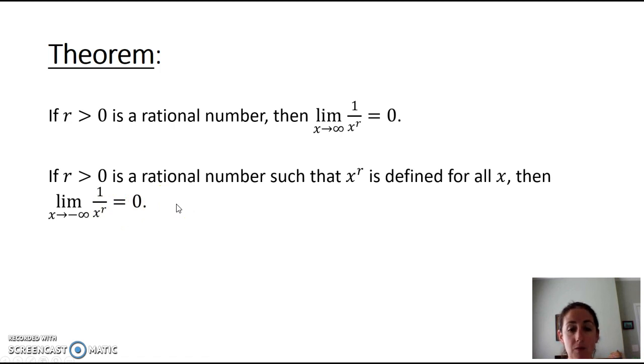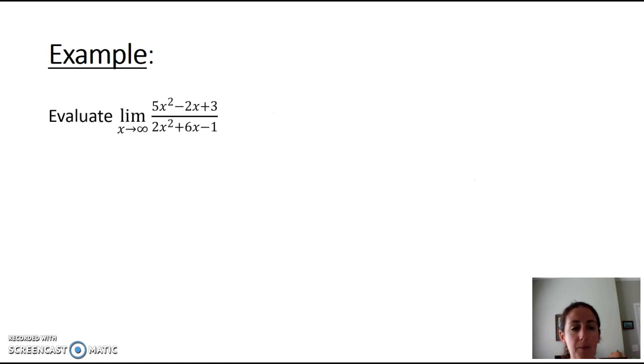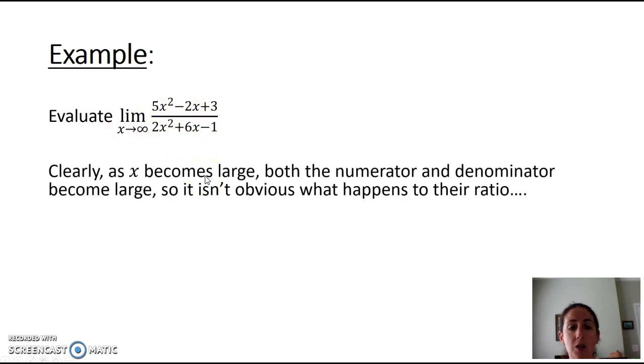And this theorem is going to be really useful when we start doing some limits in a minute. For example, if we were going to evaluate the limit as x approaches infinity of 5x squared minus 2x plus 3 over 2x squared plus 6x minus 1. Well, the issue is, as x gets really large, this numerator is going to get really large, and this denominator is going to get really large. So it is not obvious what's going to happen to this ratio. You can't take infinity divided by infinity. It doesn't give you a real value.